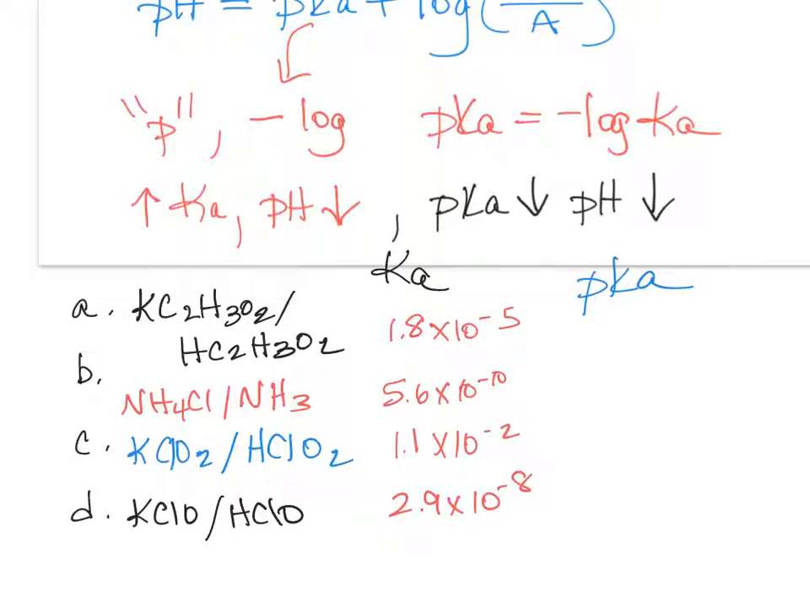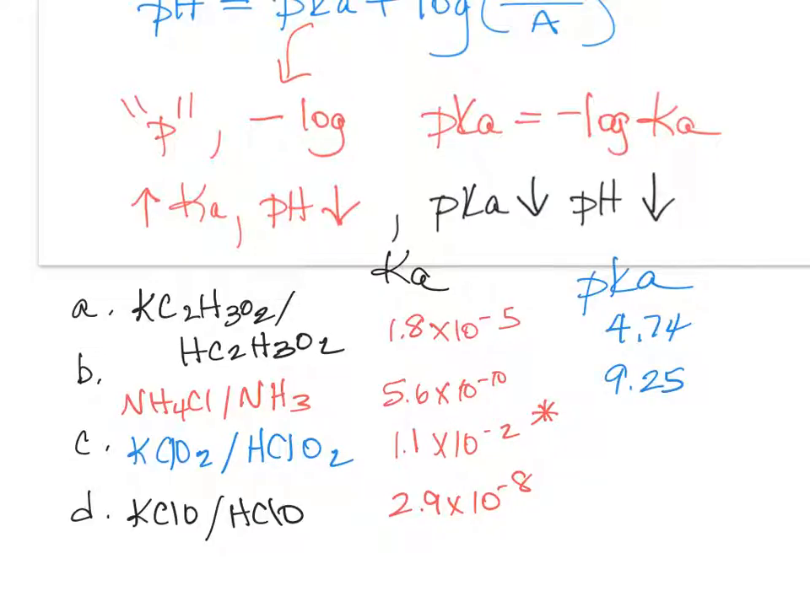I can tell which one is the strongest acid because it has the largest Ka, and that is this one, the HClO2. Right, now I just plug and chug. I put in negative log of the Ka and get the pKa. Remember, it should be close to 5. When I calculate it, I get 4.74. Okay, the second example, negative log of 5.6 times 10 to the negative 10th is 9.25.